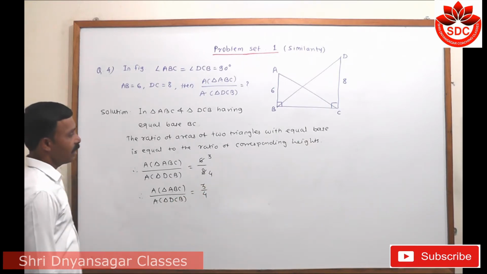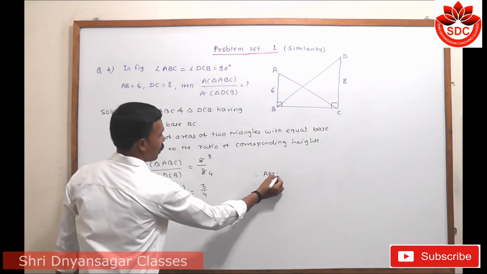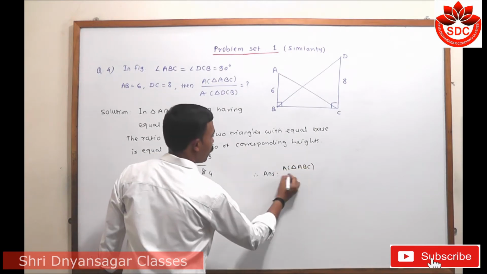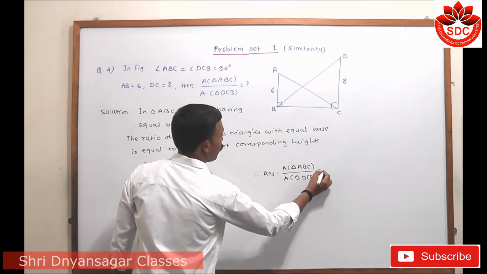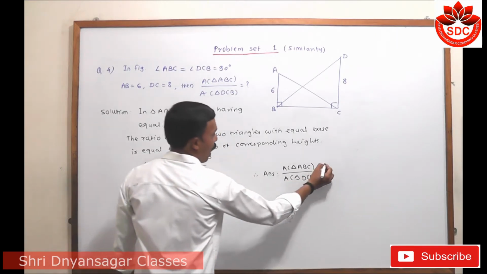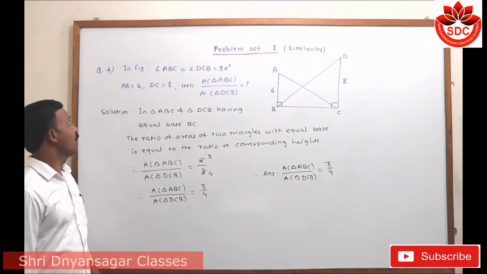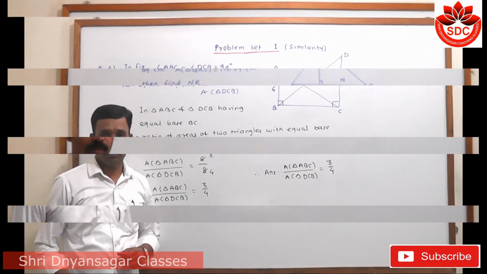So you have to write the answer in a full sentence. Therefore, the answer is: area of triangle ABC upon area of triangle DCB is equal to 3 is to 4, that means 3 upon 4. Can you understand question number 4? Okay, we take the next question.